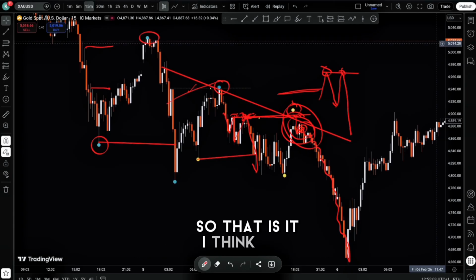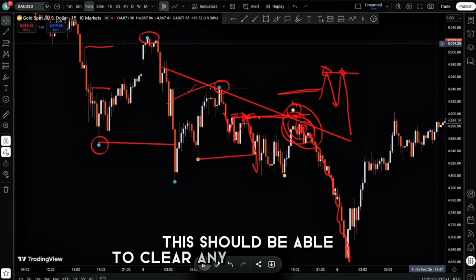So that is it. I think this is about 4 or 5 examples. This should be able to clear any misunderstanding.